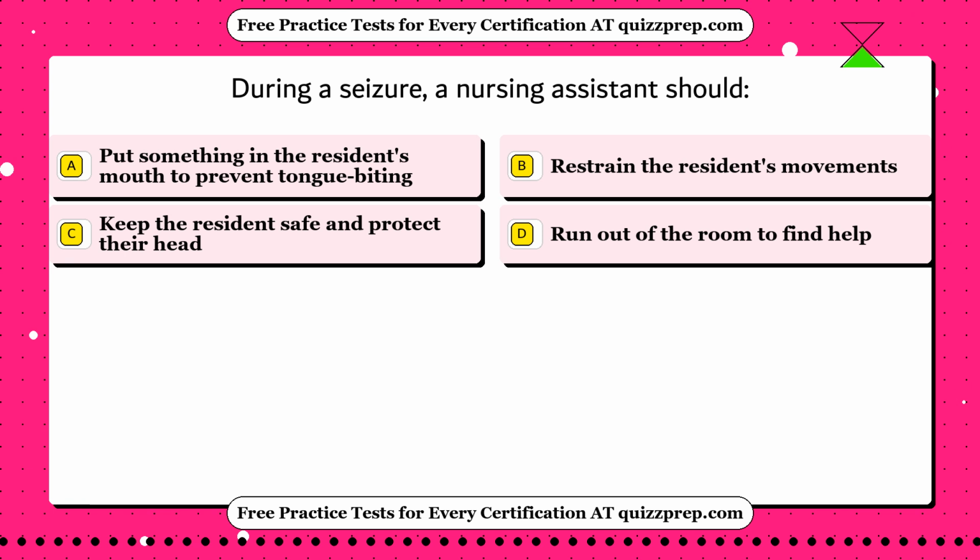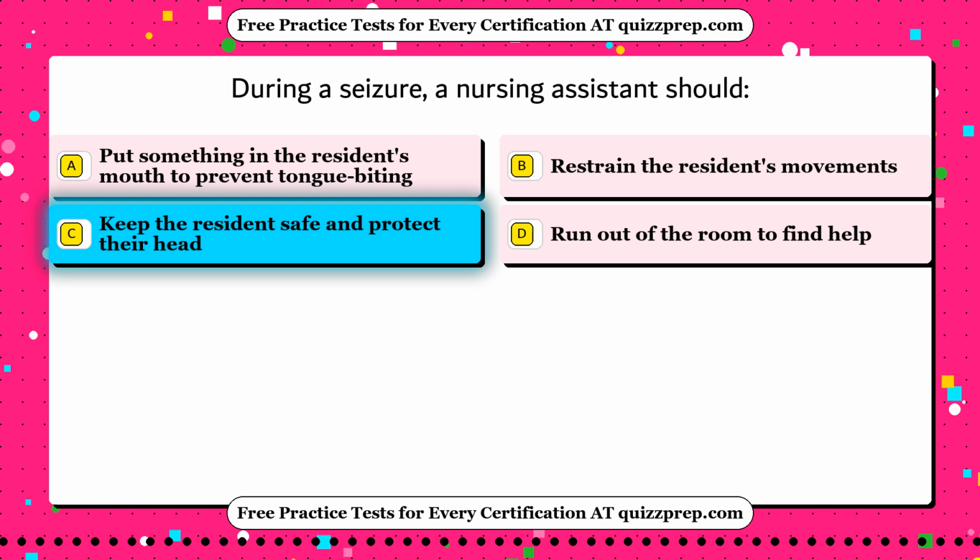Question 3. During a seizure, a nursing assistant should: Option A. Put something in the resident's mouth to prevent tongue biting. Option B. Restrain the resident's movements. Option C. Keep the resident safe and protect their head. Option D. Run out of the room to find help.